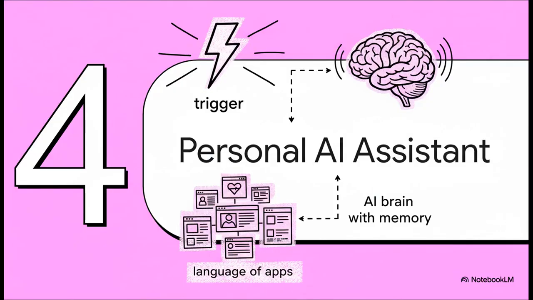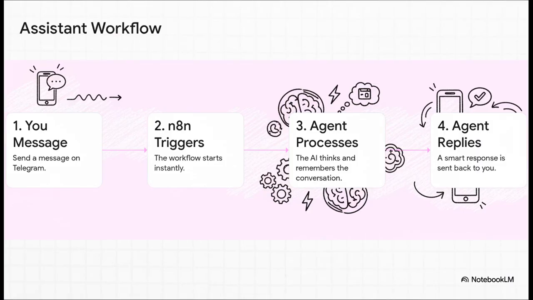So let's put it all together. We're going to combine a trigger, the language of apps, and an AI brain with memory to create the ultimate tool, a personal AI assistant that we can control from anywhere. So here's the blueprint for our assistant. It all starts with you sending a simple message on an app you already use, like Telegram. That message triggers our n8n workflow, which then sends your request to the AI agent. The agent processes it, remembering your entire conversation history, and sends a reply right back to you on Telegram. It's a complete, seamless loop.